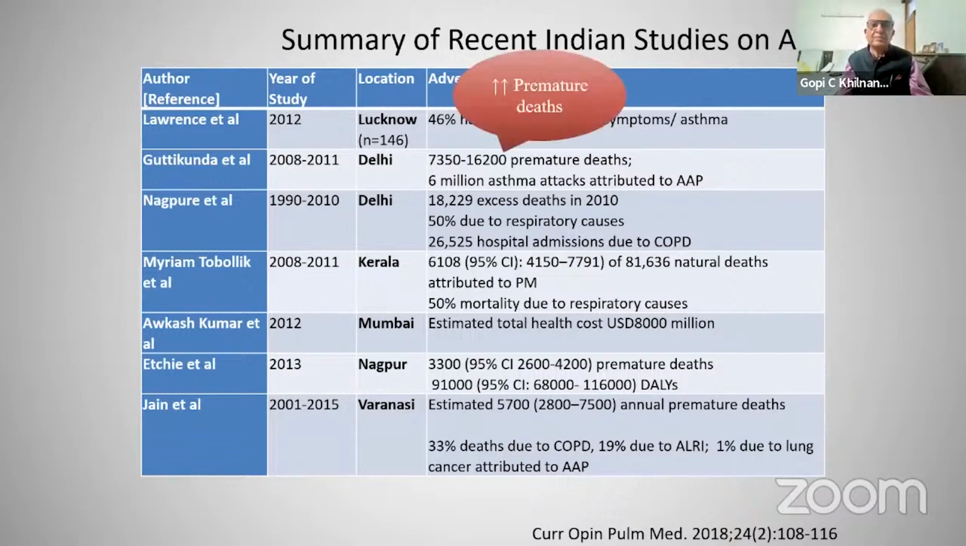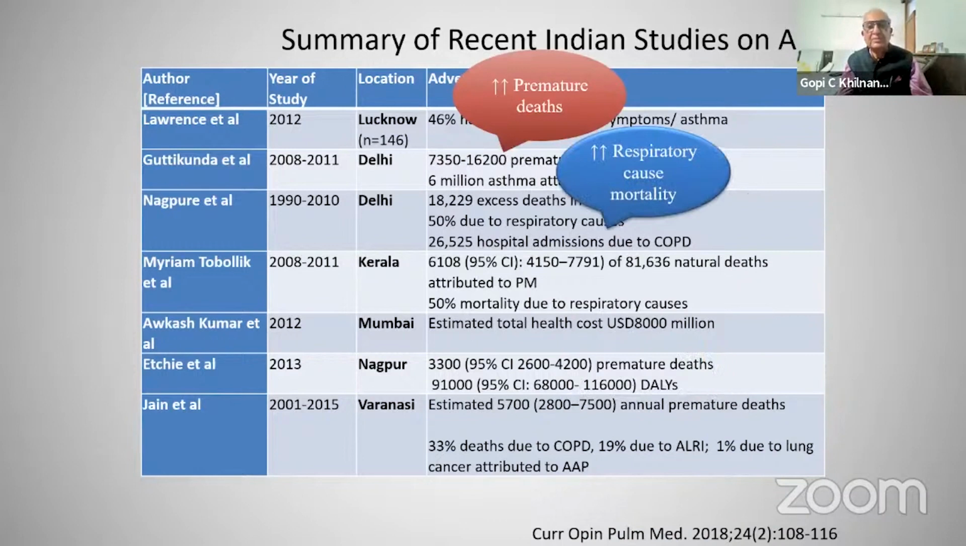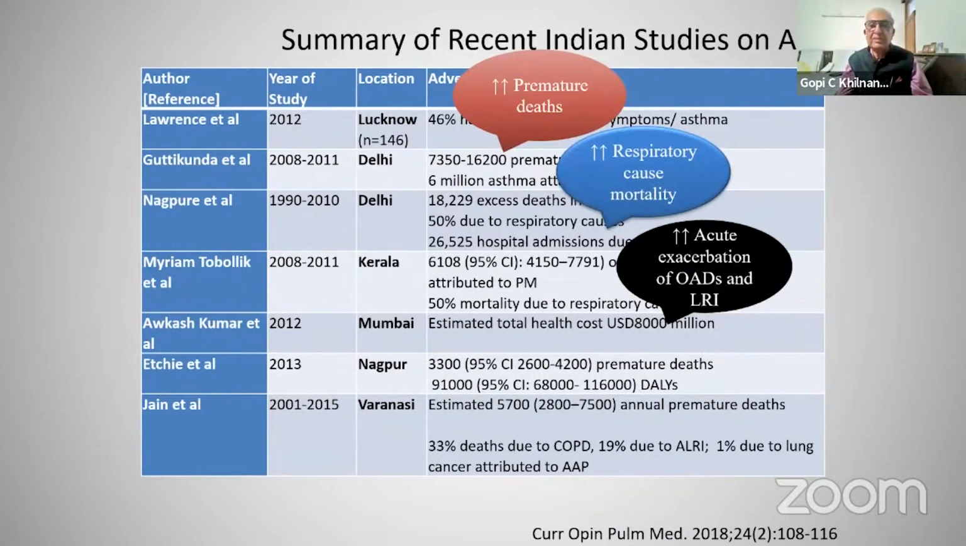So summarizing the Indian data, Lawrence et al. showed that there is premature death in 2012, there is increased respiratory cause of mortality, there is increased exacerbation of COPD and LRTI, that is Mariam and Tobolik et al.